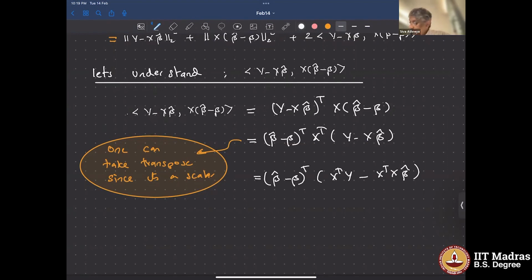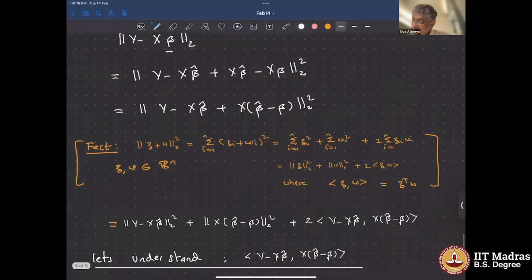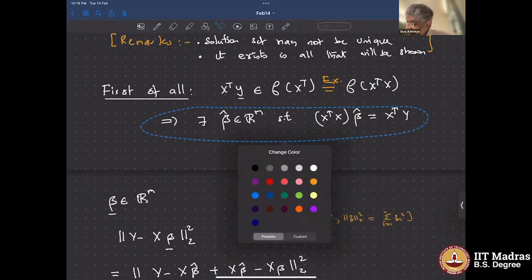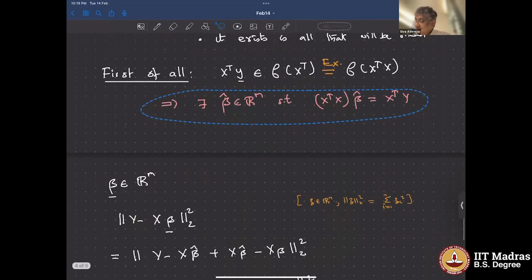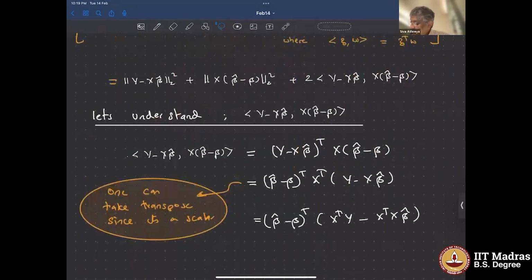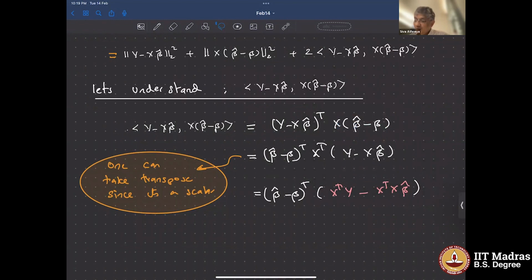But what did I get here? If you look at this guy, that's the same as this person right here. If I go back up, this is exactly this. Let me make this into a pink one. This is how I chose a beta hat. So this is x transpose x beta is x transpose y. And that's exactly what I have here. X transpose y minus x transpose x beta. Right? So it's going to be equal to 0. So this is by construction of beta hat, right? Or say I'll just say choice of beta hat.